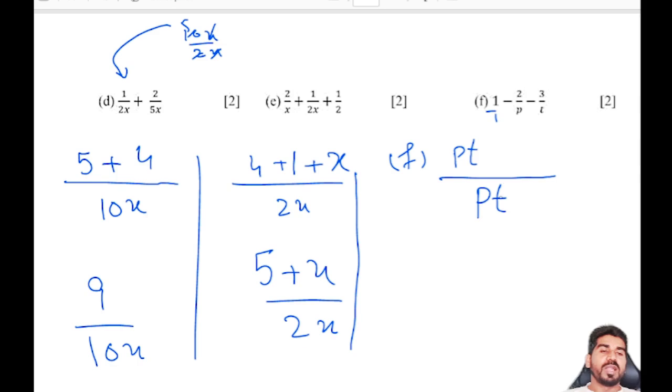Then when we divide p into pt, there will be t here, and 2t will be here, 2 times t. And then when we divide t into pt, there will be p here. So there will be 3p. So this will be the answer for part F.